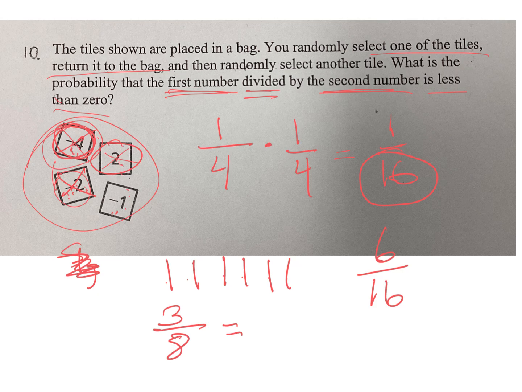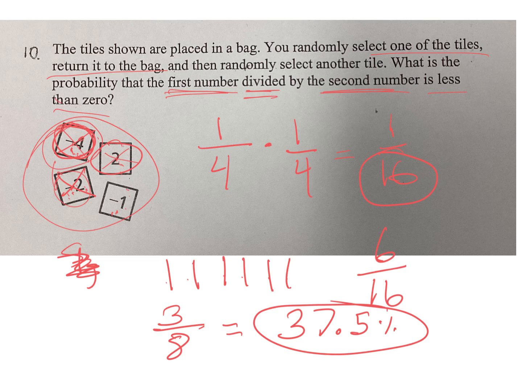And then I'm going to put that into a percent. It's 37.5%. So when I pick 2 numbers, pick one, put it back, pick another one, and divide those 2 together, I'm going to get a negative number about 37.5% of the time.